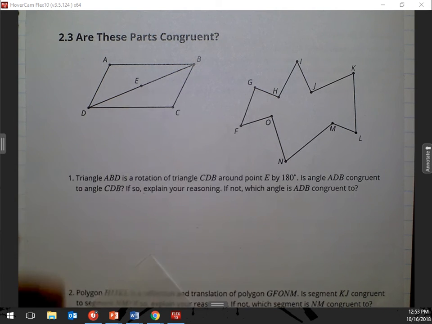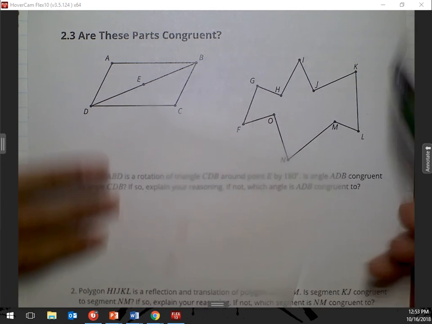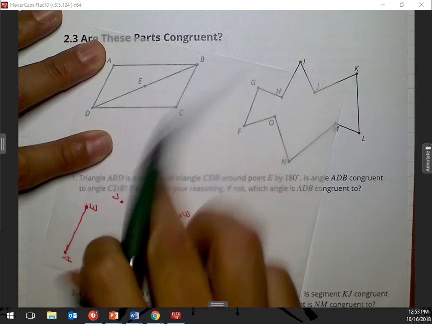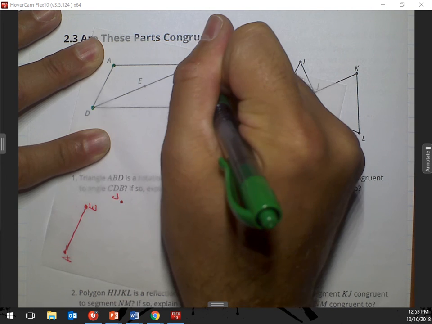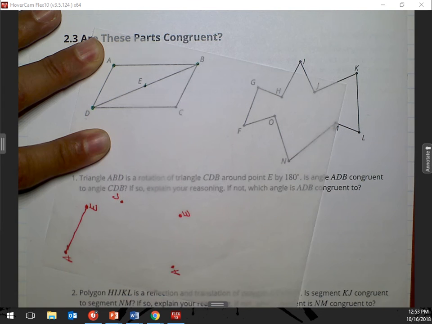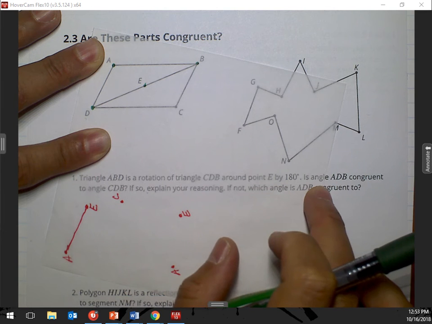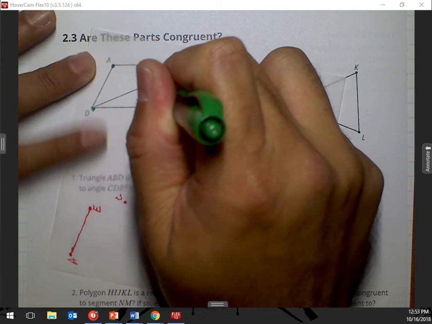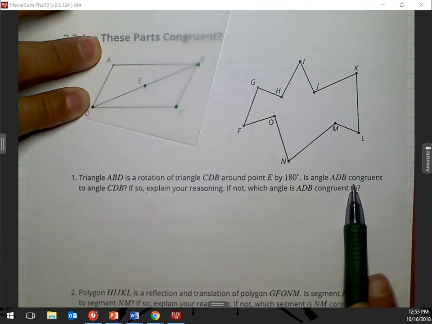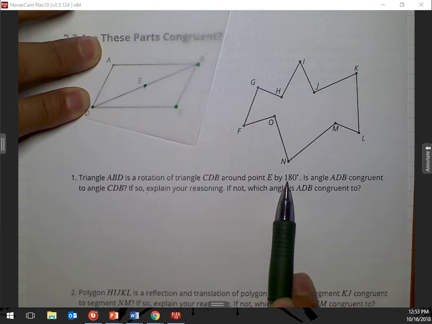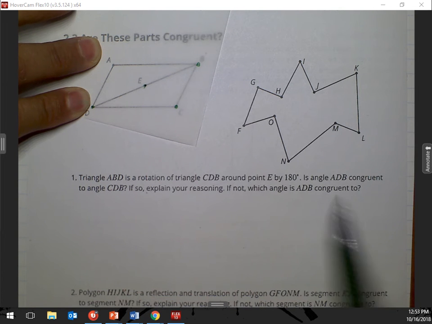Okay, so let's take a look. It says triangle ABD. So it's this top piece right here. And it's asking, so marking the vertices, marking my center, is the rotation 180 degrees around point E? Yes. Let's see. Yep, it did. It lined up, didn't it? Yeah, okay. So if so, explain the reason. If not, which angle is ABD congruent to?